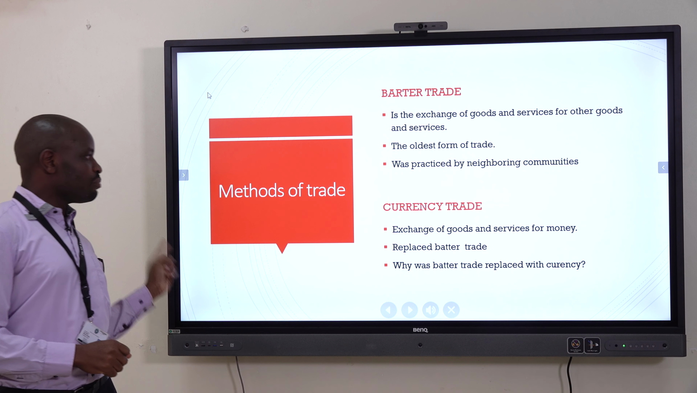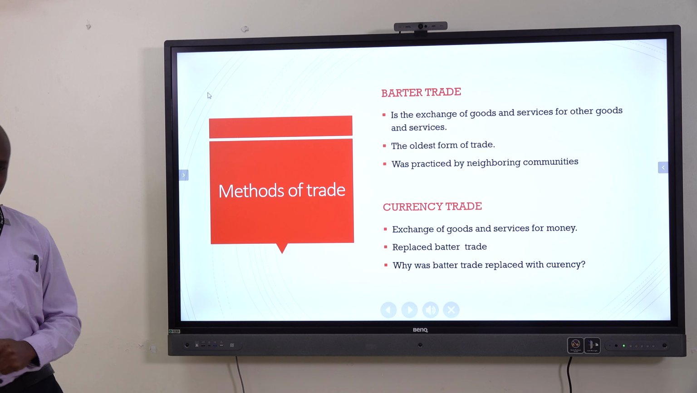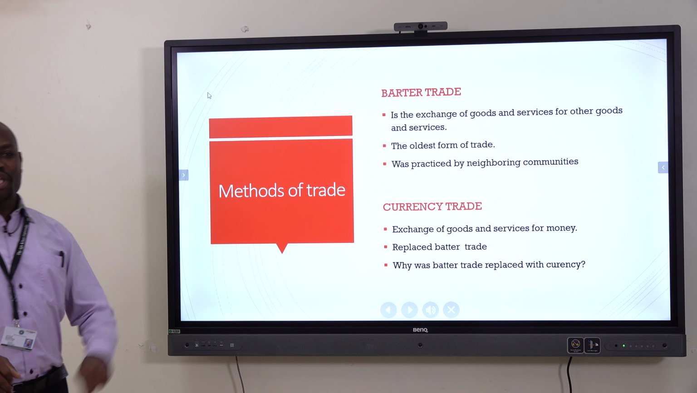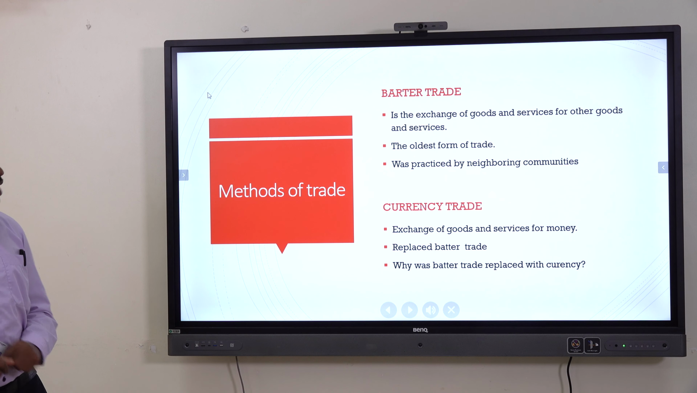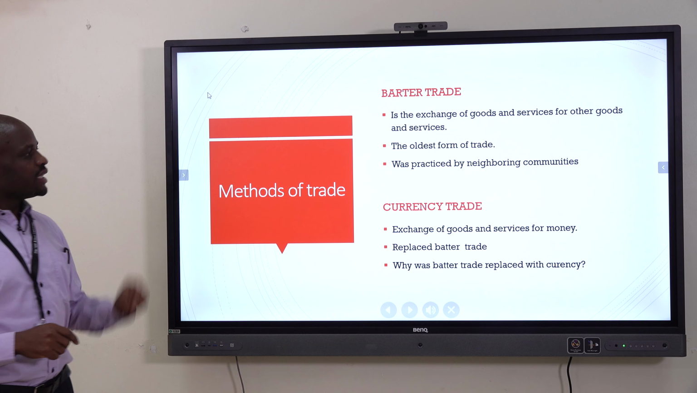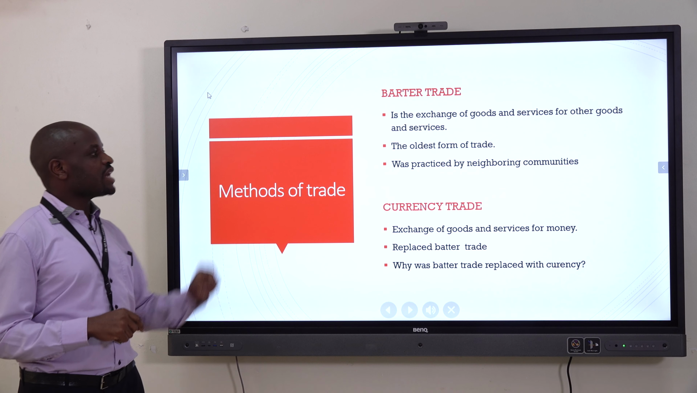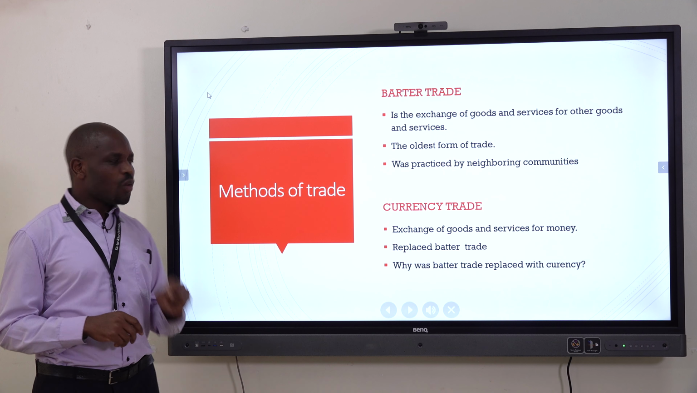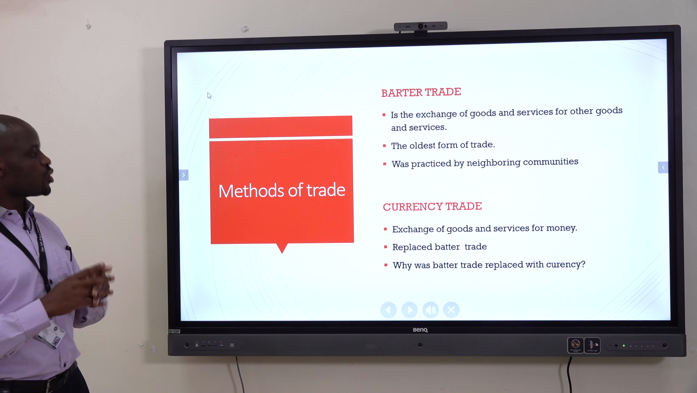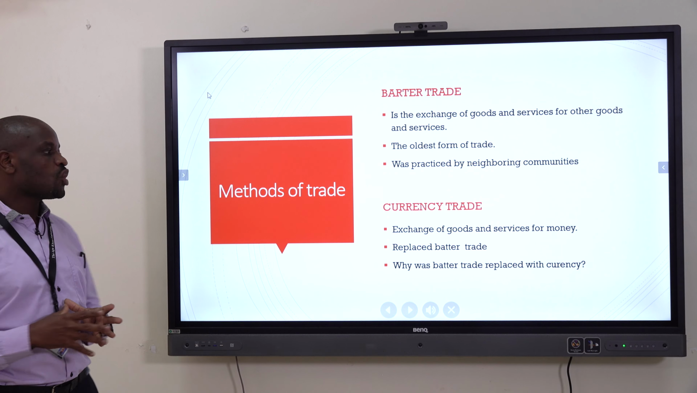Be careful because methods and types usually confuse students. With the methods, we are looking at what we use in the exchange of goods and services. For the methods of trade, we have the barter method of trade, and then we have the currency method of trade. Under the barter method of trade, we exchange goods and services for other goods and services. Another thing you are supposed to know is that this is the oldest form of trade that was practiced. It was practiced between neighboring communities.